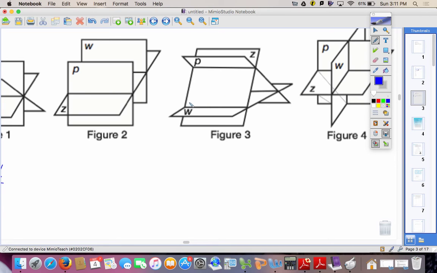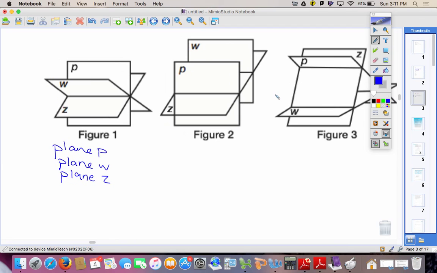And then if we look here at figure 3, again you have the same three planes, but where do plane P and plane Z intersect? Well, they intersect at this line here. Okay, and they also intersect with plane W. Plane Z intersects with plane W at this line here. Plane P intersects with plane W at this line back there. So we'll take a look at these in class, but I just want you to see this is how planes are shown, and you have a small lowercase letter in the corner of these planes.